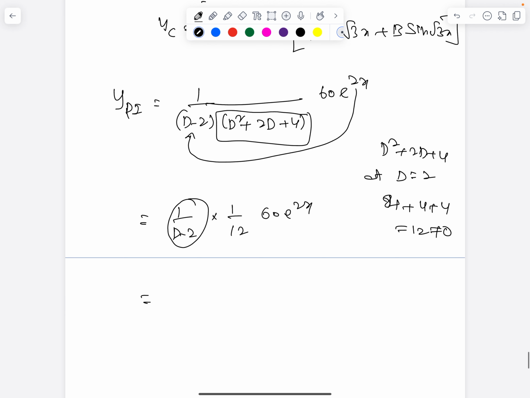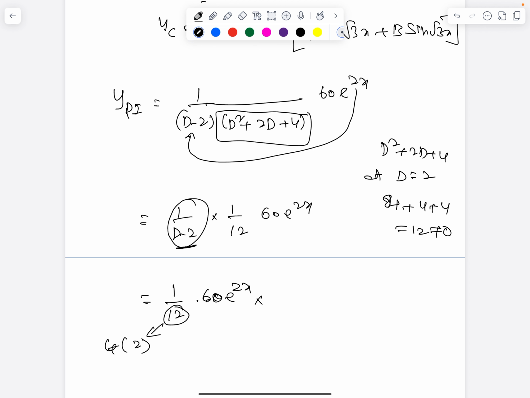The issue is only with this term. We have seen that the equation is 1 by 12. This is like g of 2, and you have 60 e power 2x, of course e power 2x, and then this term is there, 1 by (d minus 2).